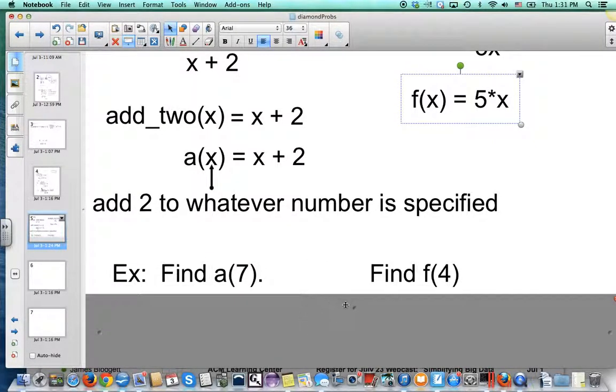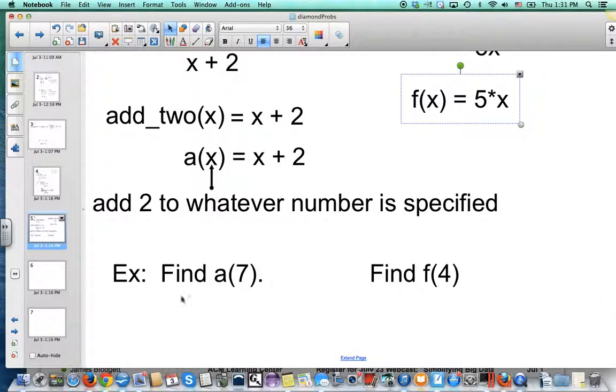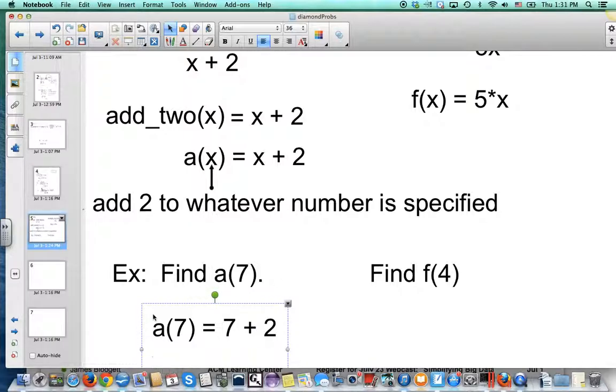So let's do an example now. Here I say find a of 7. But what that really means is, remember the a function meant add 2. So it's whatever number is given to it, which is a 7, you're going to add 2. So I'd say a of 7 is equal to 7 plus 2, which is 9.